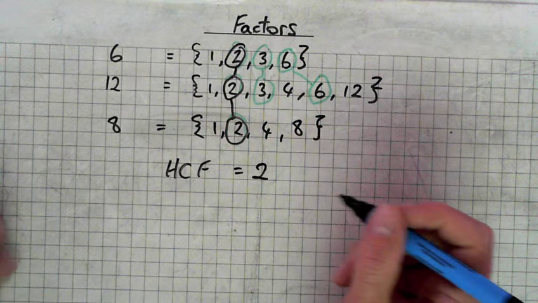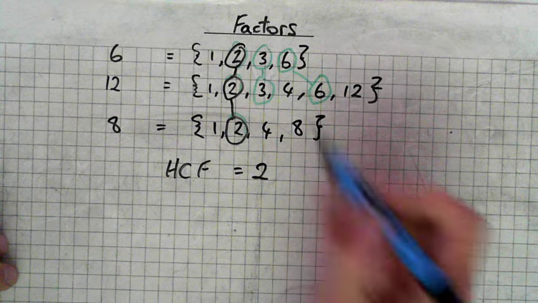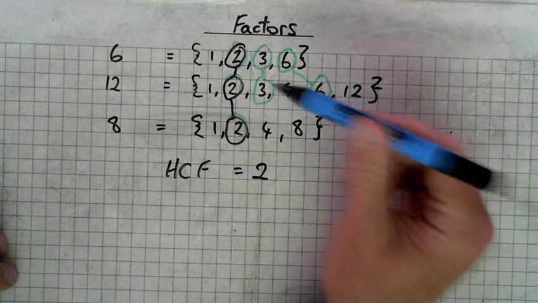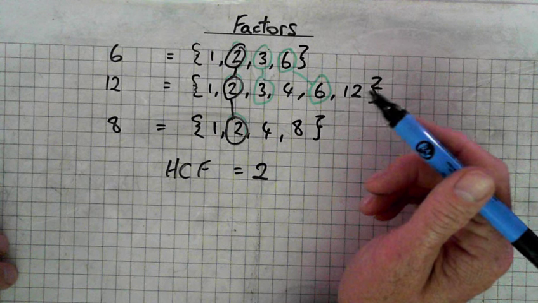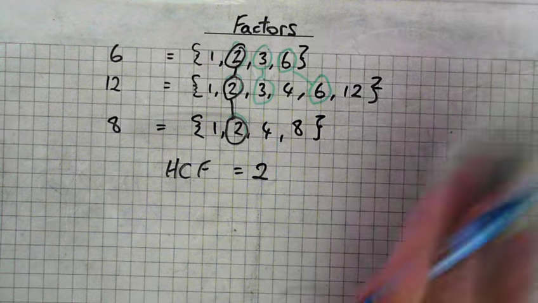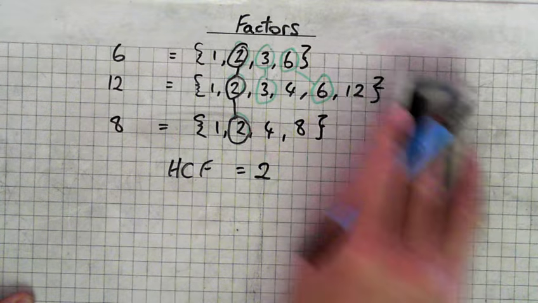So that's how you get the highest common factor if you're given 3 numbers. You write out the factors and then you see what's the common. What's the highest common factor? Is that right? Factors.